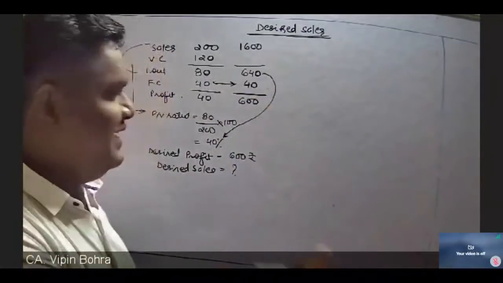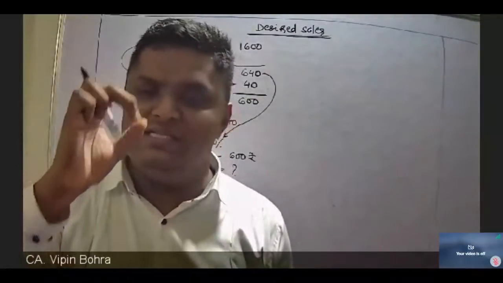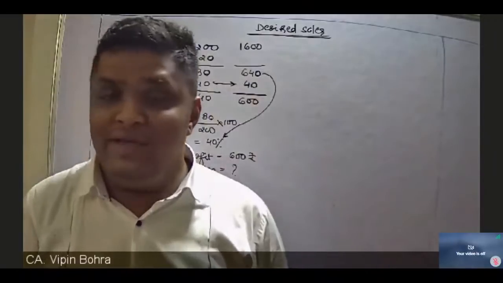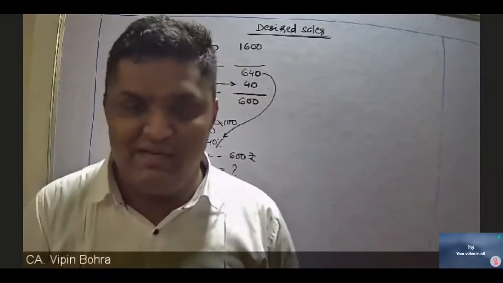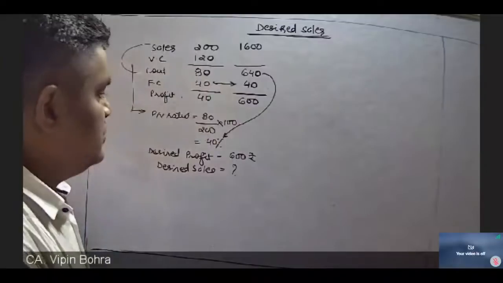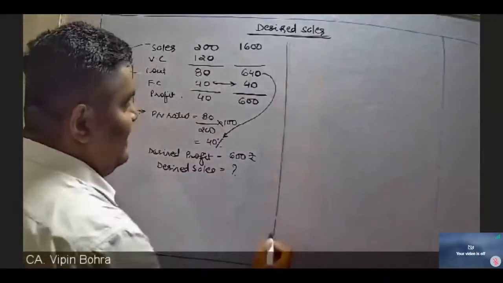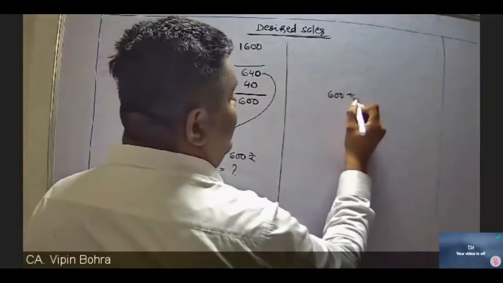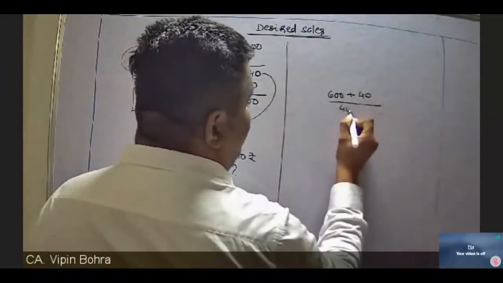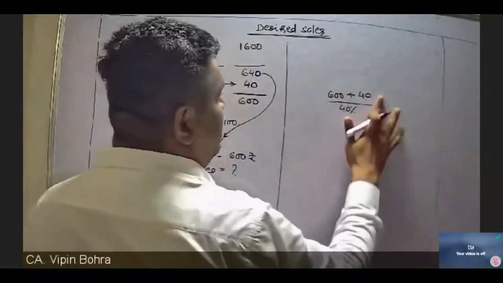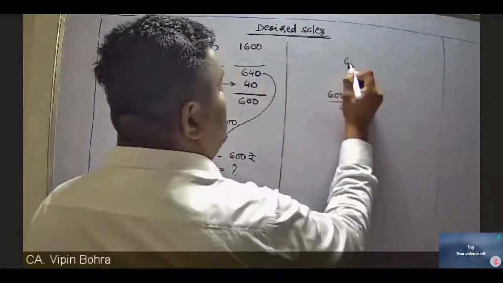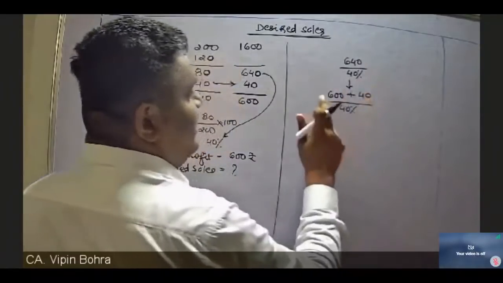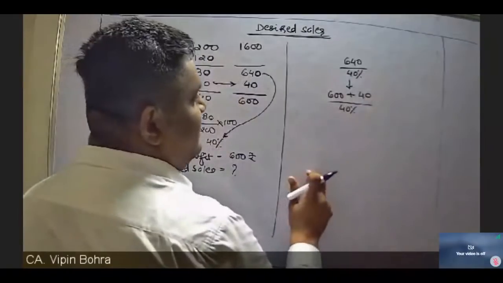Just like break-even sales, in break-even sales we were expecting a profit of 0. But in this case, we are expecting a profit of 600. So, what have I done to calculate? 600 plus 40 divided by 40%. That's what I did. First of all, I calculated 640 divided by 40%. How come 640? 600 plus 40, divided by 40%.